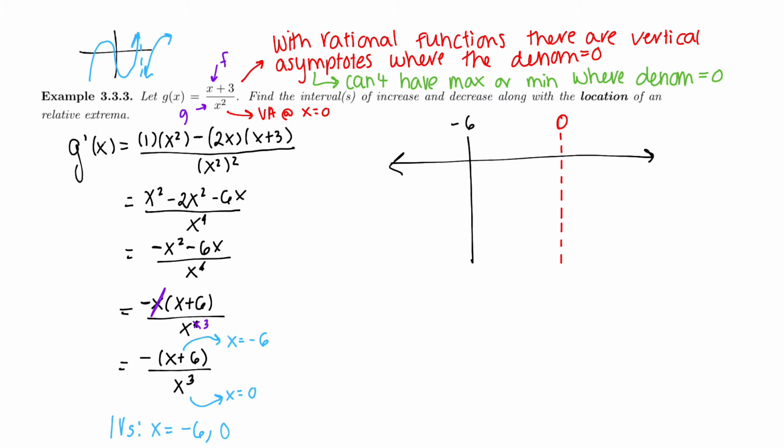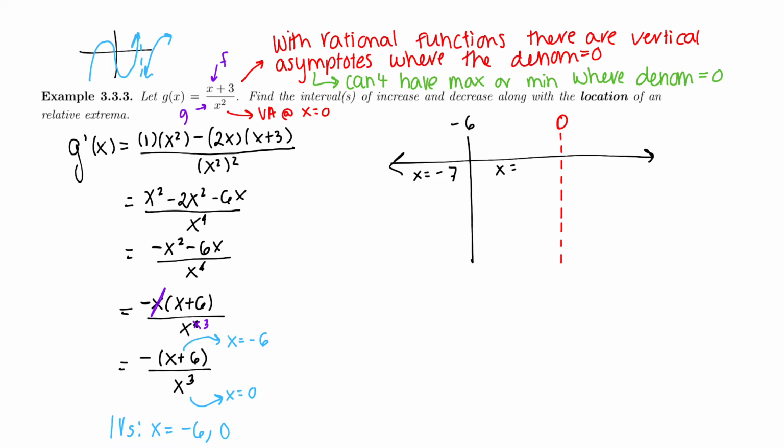Because that happens, I have to make sure I make note of it on my chart so that I don't include it as a max or a min. You need to do something to let yourself know that, remember, we're not including 0 as a max or min because there's an asymptote there.